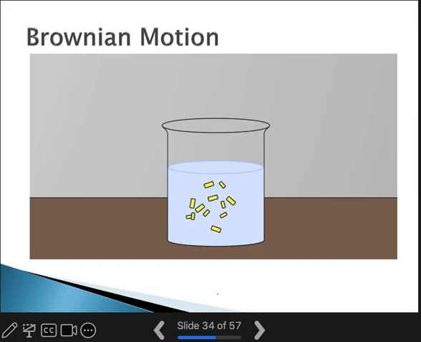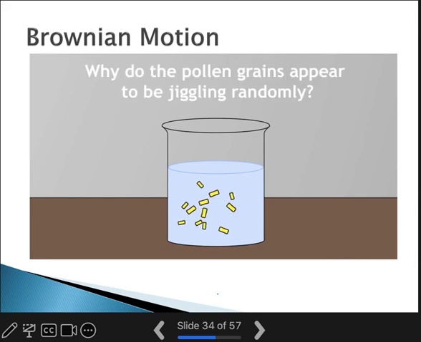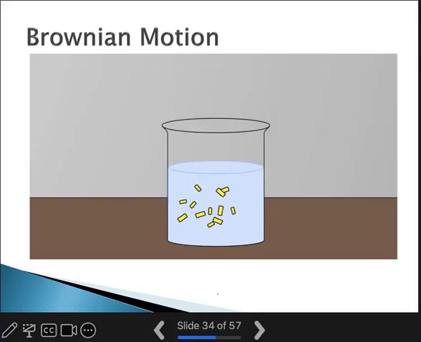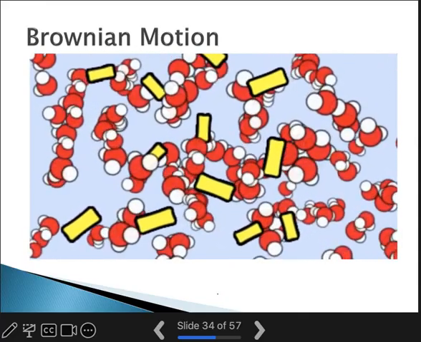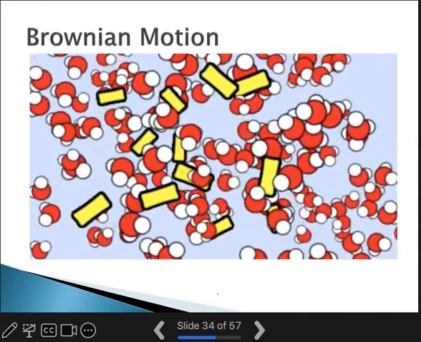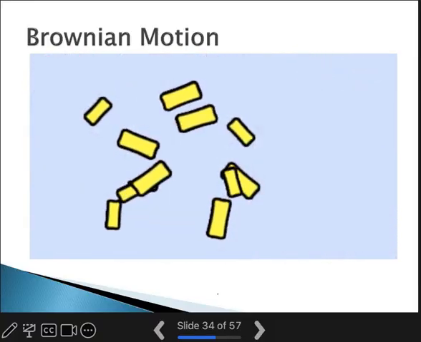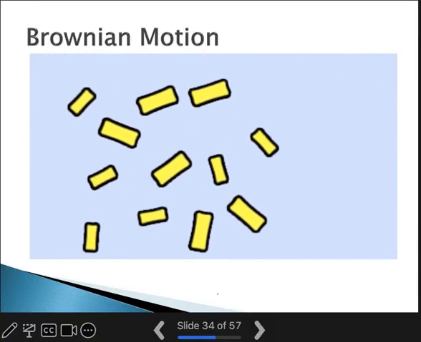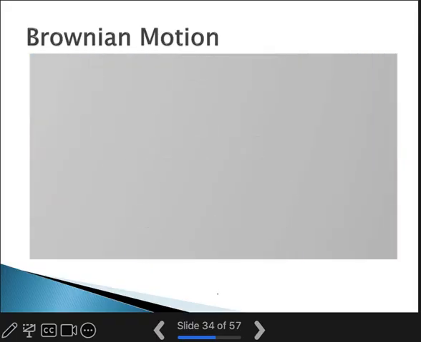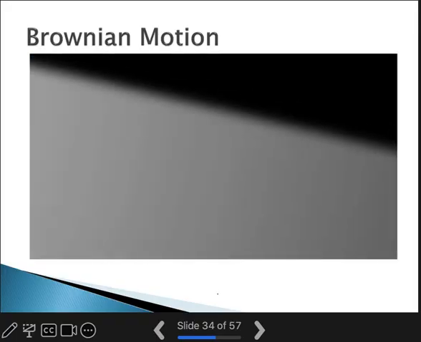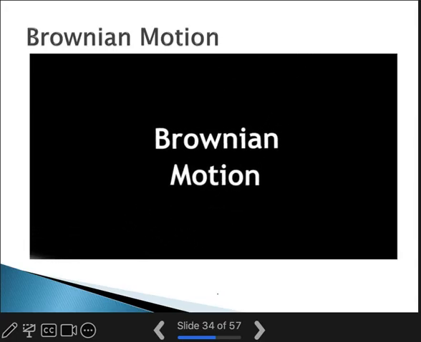Now, here's a challenge for you. Thinking about what we know about dust particles, can you explain why the pollen grains appear to be jiggling randomly? Pause the video and continue when ready. In summary, the fluid is no longer a gas, but is a liquid, water. The pollen grain is colliding with many water molecules. Each water molecule is too small to see, but we can see the combined effect of their collisions on the pollen grain as it moves randomly. This effect is known as, you guessed it, Brownian motion.